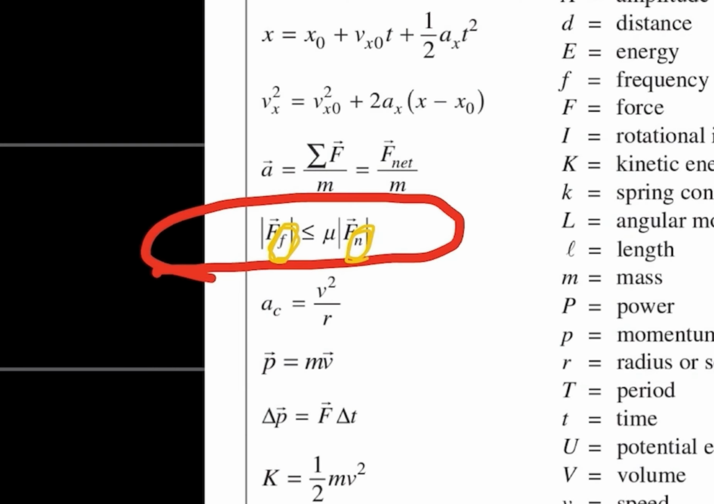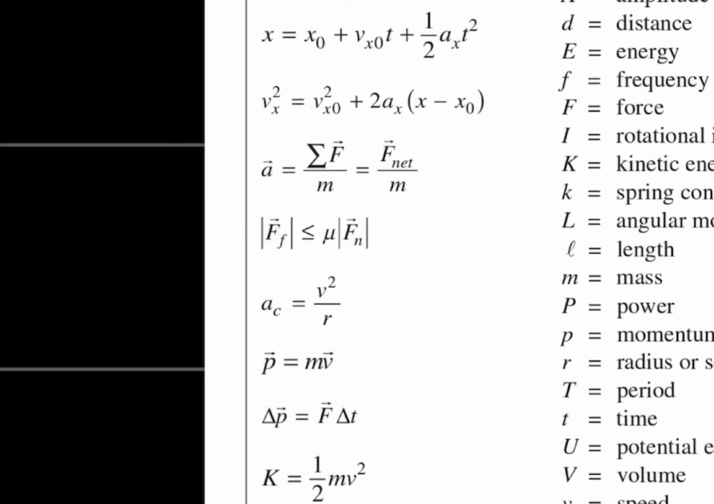Now we know if the object is in motion, the friction force is going to be equal to the coefficient of kinetic friction times the normal force. They're calling this the normal force. So this equation as written is really for the coefficient of static friction, because it's the static friction that can be less than or equal to the coefficient of friction times the normal force.